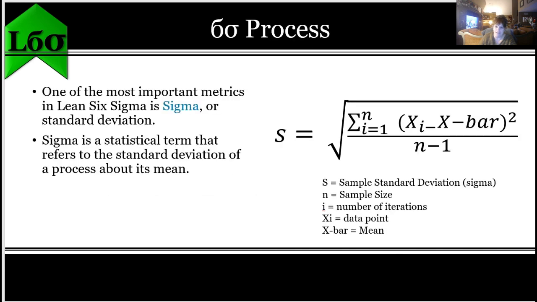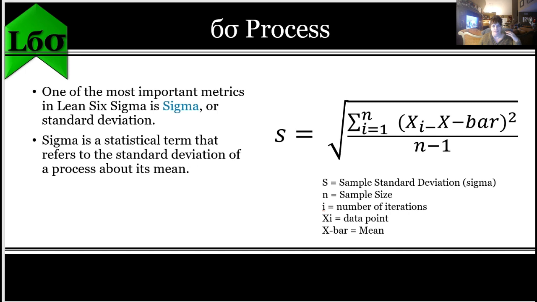So let's start to understand what Six Sigma is. One of the most important metrics in Lean Six Sigma is Sigma. Sigma is actually deviation. It's standard deviation. It's how far our process deviates from the norm. So if we're trying to eliminate all defects within our factory, then we must understand how far the deviation of our process goes.